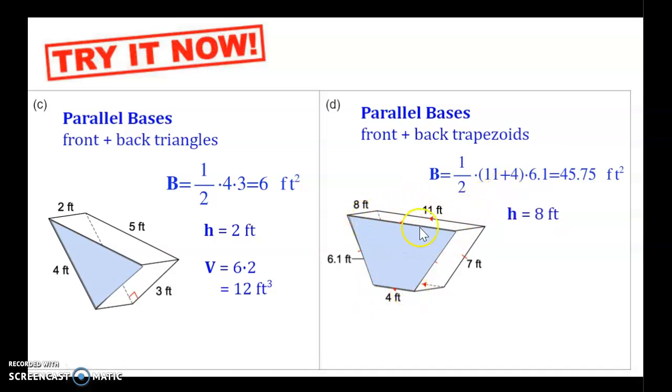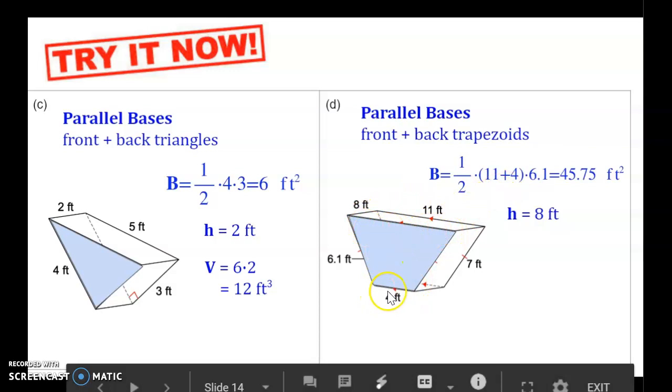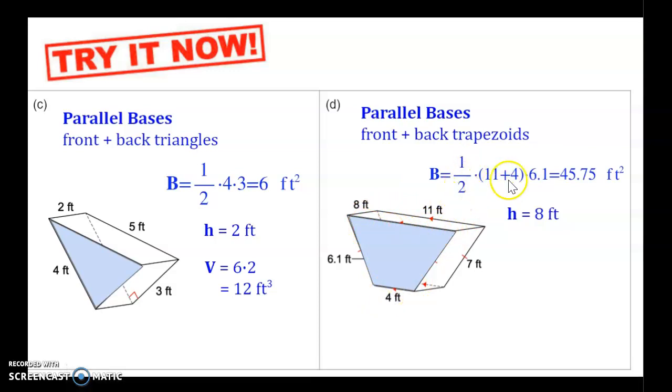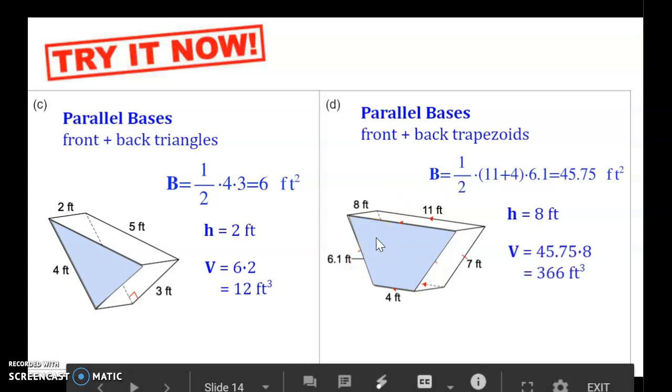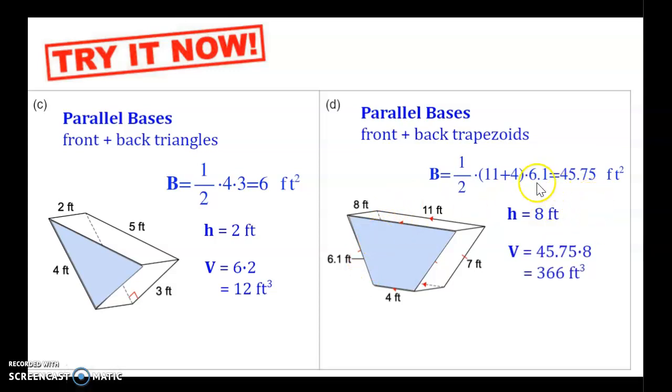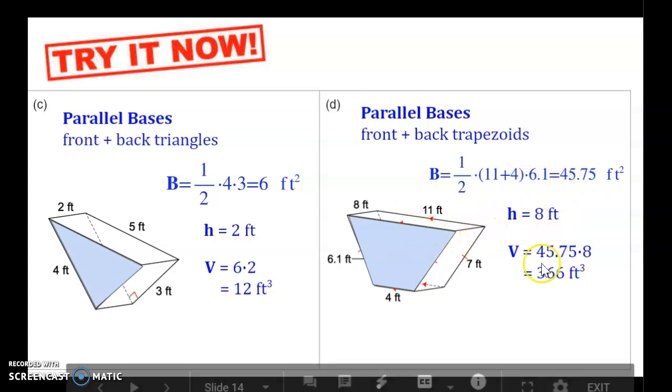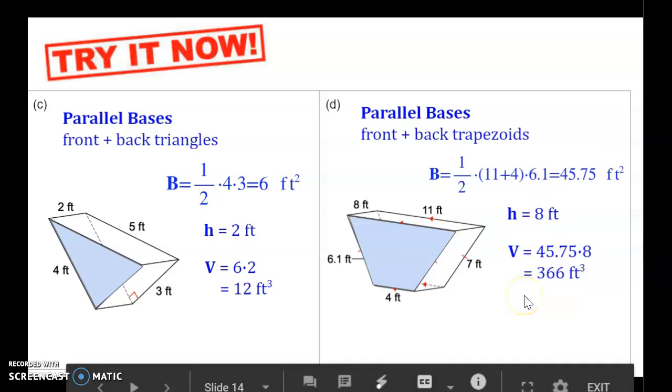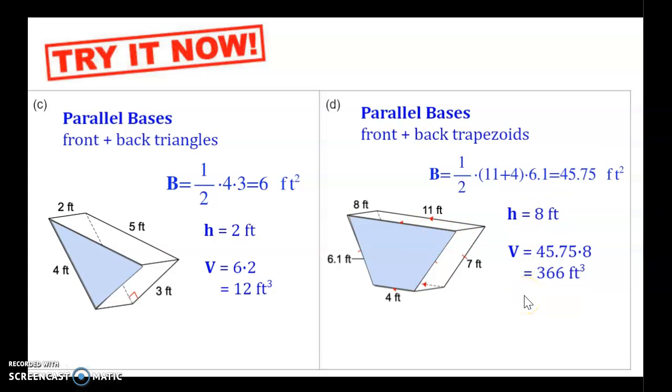And so that's going to be 11 plus 4 divided by 2. So that's going to be 15 divided by 2, or 7.5. Multiply that by the height of the trapezoid, which was 6.1, and then the height of this prism is 8 feet. So you multiply it all together and you should have gotten 366 feet cubed.